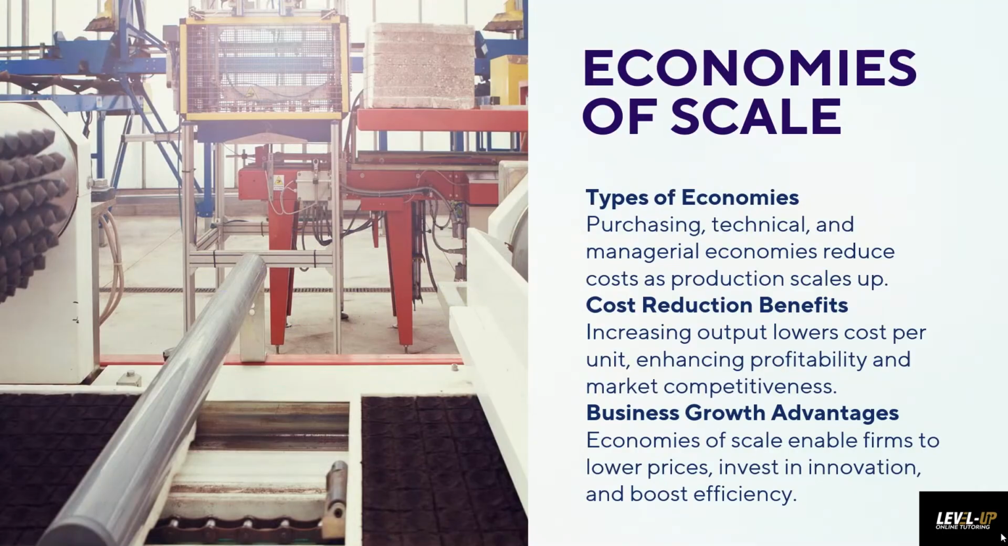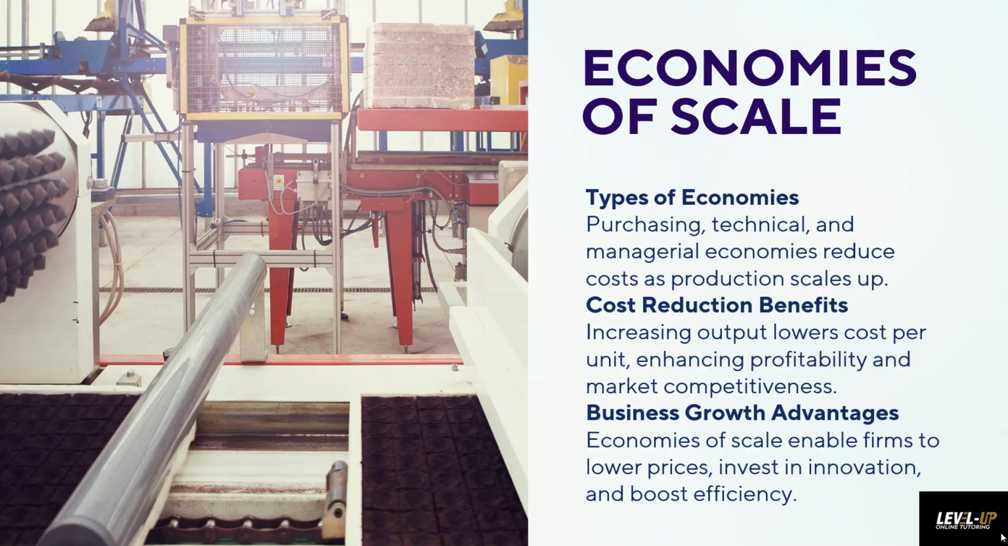Technical means we can invest in better machinery, better IT systems, and it's spread over a greater number of products, and therefore the cost per unit decreases. Managerial is when we're focusing on employing the best management that we can, and because usually those wages are higher, we can spread that over a greater number of products, reducing the average cost.